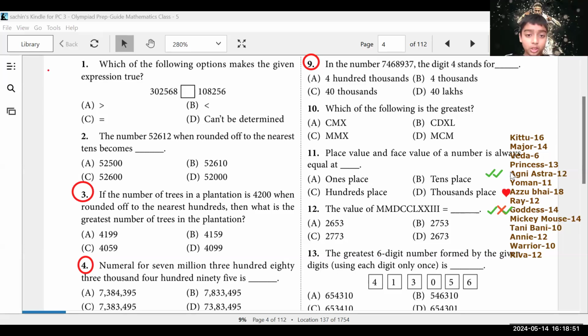Sir, in the ninth question, is this international or Indian system? Beta, you have to decide that on your own. Yes, sir.